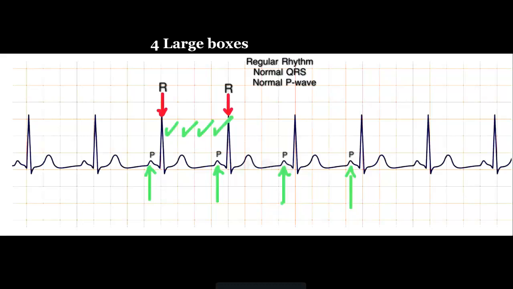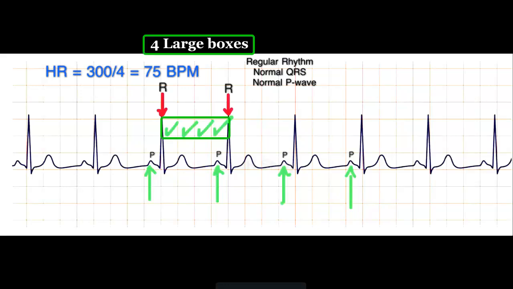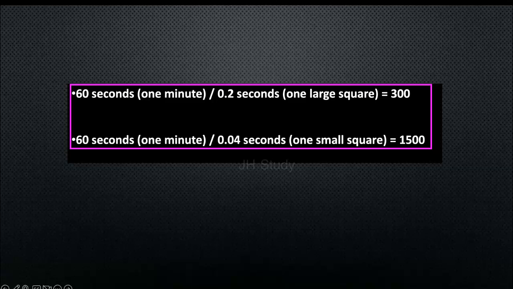For a regular rhythm, this formula is used. The heart rate equals 300 divided by number of large boxes between the 2 consecutive R waves. We have 4 boxes between R waves. Heart rate is equal to 300 divided by 4, which is equal to 75 beats per minute. How did we come up with this 300 magic number? I will show you where this number came from.